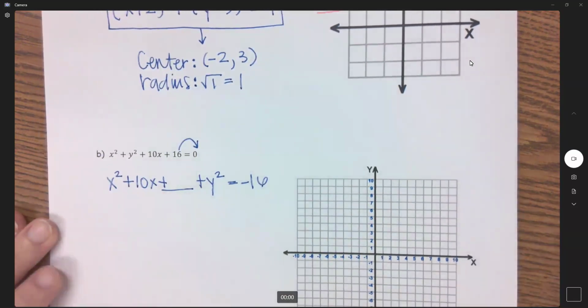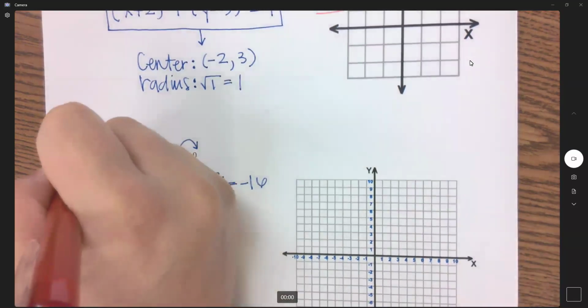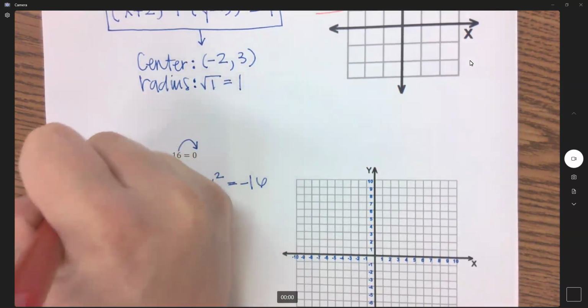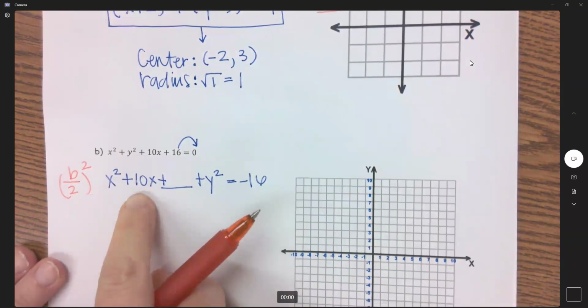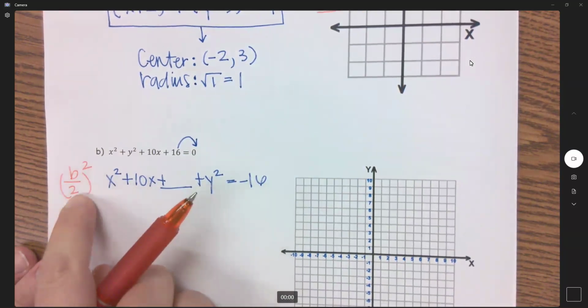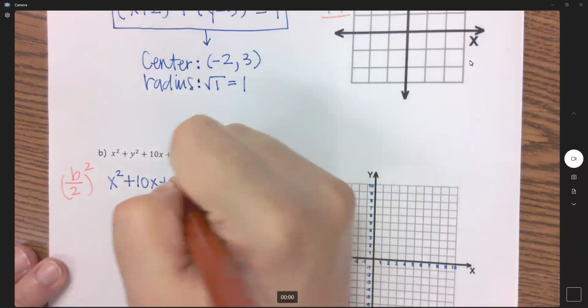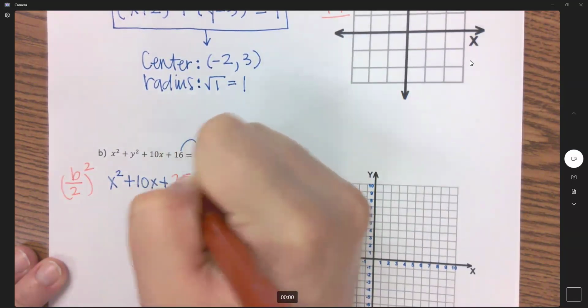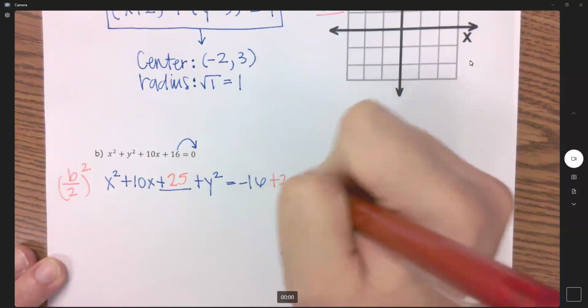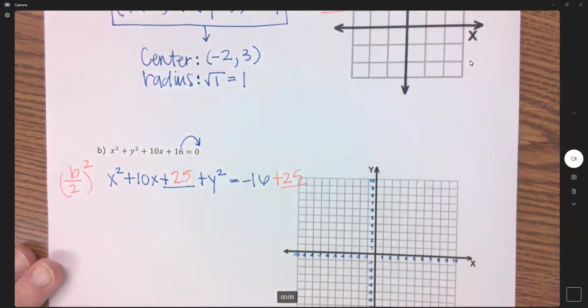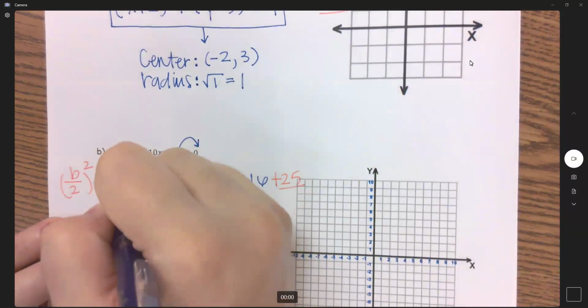So let's figure out what goes into this blank. And that is still that formula of b over 2 squared. So my b is 10. 10 divided by 2 is 5, and 5 squared is 25. What I do to one side, I am doing to the other side. And now let's put this into the correct form.